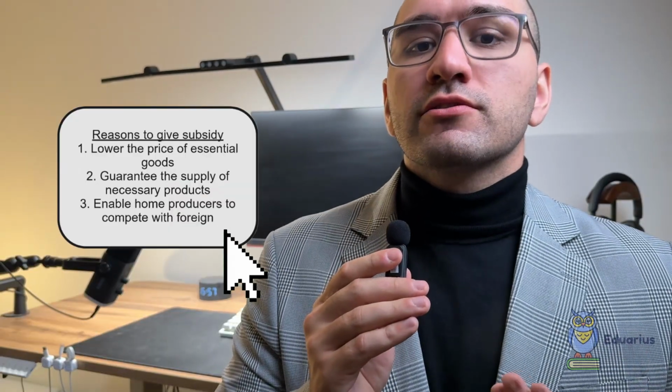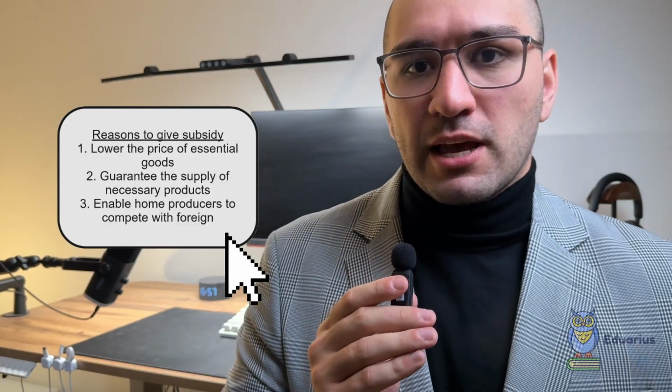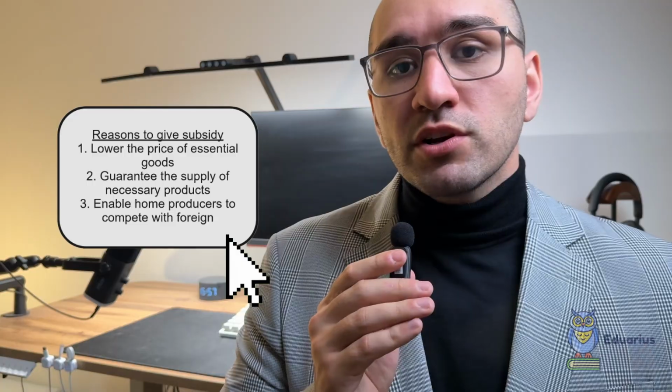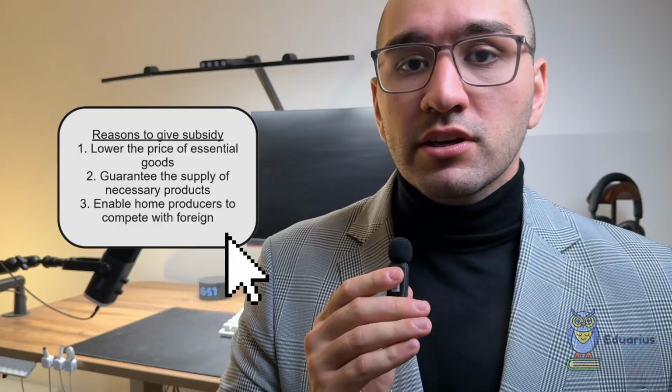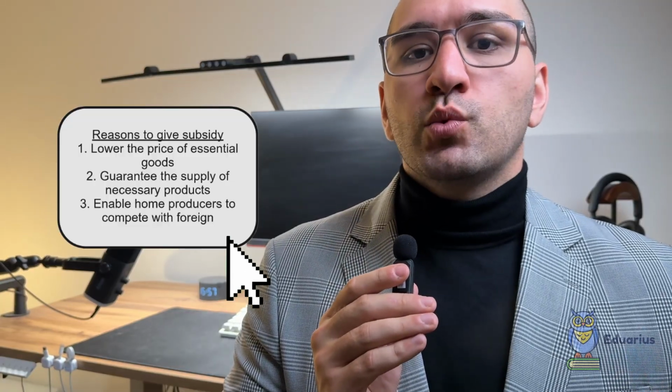One more time for those who are taking IB Economics HL, you should know how to calculate all new surpluses and, of course, deadweight loss. It is simply the area of a triangle, 1.5 multiplied by the base and the height. Here are the reasons for government to give subsidies. It can be to lower the price of essential goods, guarantee the supply of necessary products, enable home producers to compete with foreign ones. This is the end of Chapter 4, Government Intervention.